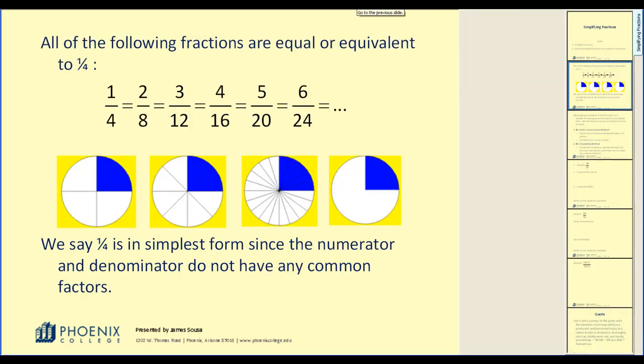All of the following fractions are equal or equivalent to 1/4. 1/4, 2/8, 3/12, and so on. You can see the pattern. Let's take a look at it geometrically. There's of course 1/4, 2/8, looks like 5/20. And notice how in each case the shaded region is equal. We say 1/4 is in simplest form since the numerator and denominator do not have any common factors.